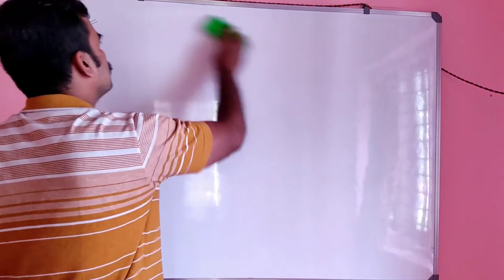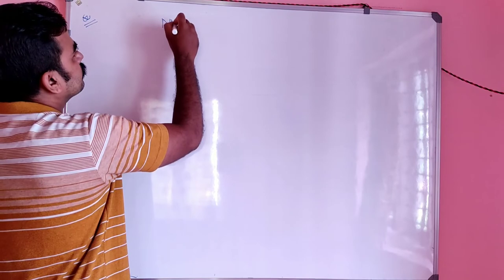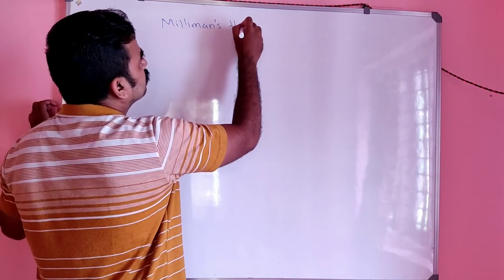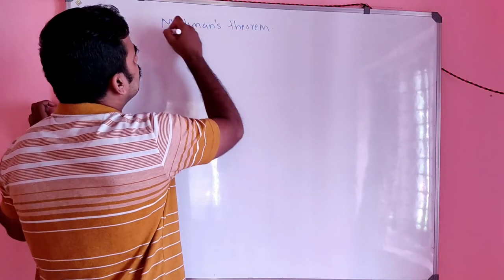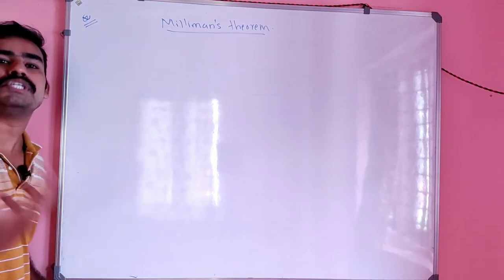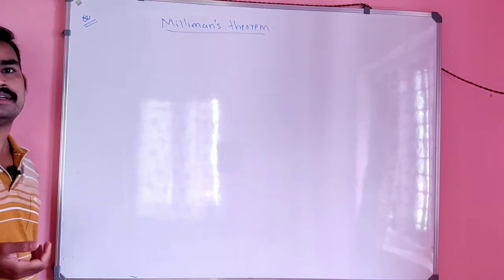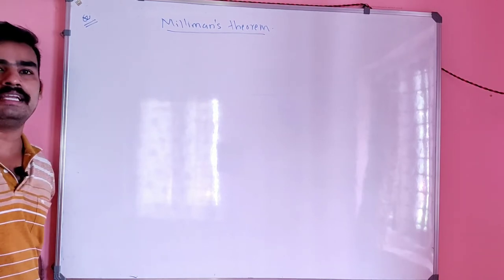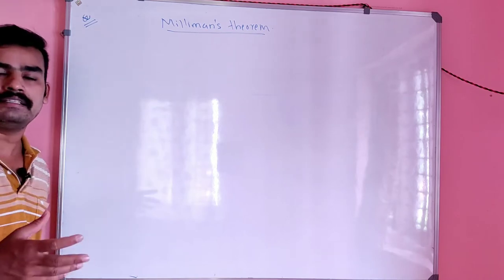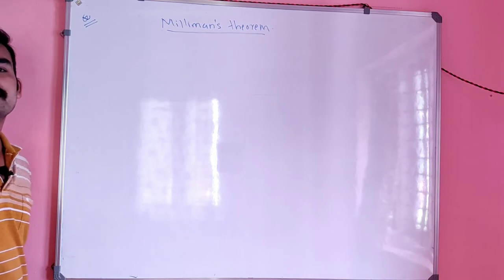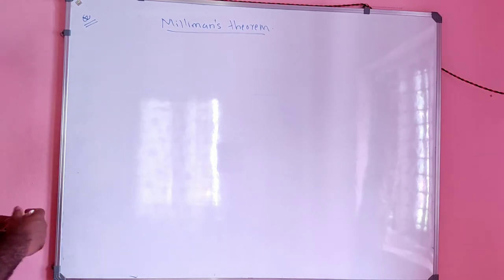And the next theorem is Millman's theorem. This type of theorem may be asked as an objective question. Millman's theorem and all this problematic concept is somewhat lengthy, but you may be asked a question like a one-word question. Okay, let's do it: what is Millman's theorem?